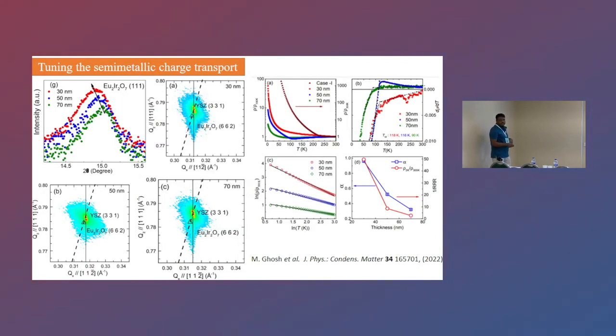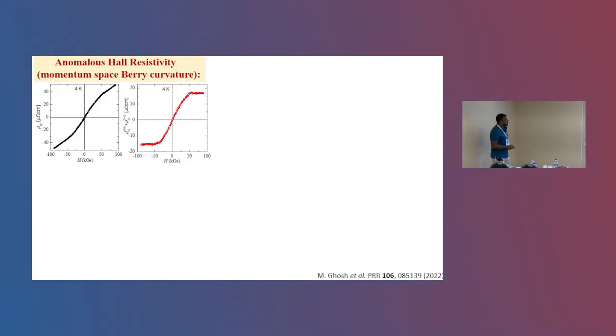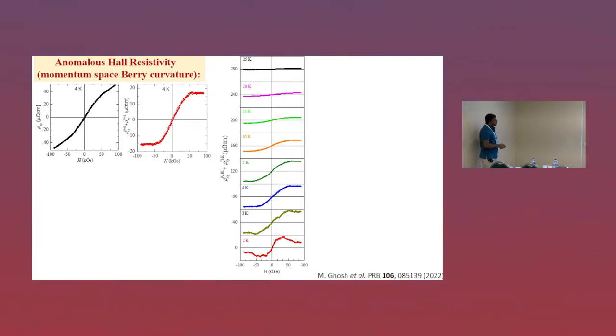So we focused on the 60 nanometer sample and did detailed transport property measurements. This is our Hall data at 4 Kelvin, rho xy versus magnetic field, which we could measure up to 9 Tesla. After subtracting the ordinary Hall component, we can see the presence of an extra component, which we term the anomalous plus topological component. Similarly, we plot the data for different temperatures, and the extra component starts appearing from 25 Kelvin onward. At 10 Kelvin it is a smooth variation that saturates, but from 3 Kelvin onward it has a hump-like feature before saturating, and it is more prominent at 2 Kelvin.